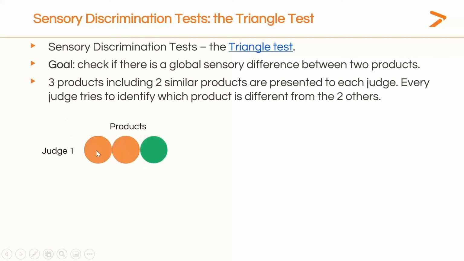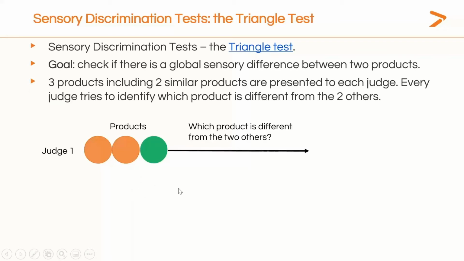Judge 1 will receive 3 products, one of which is different, but judge number 1 doesn't know which product is different from another. Here we know it because it's colored in green, but judge number 1 doesn't see it. And we ask judge number 1 which product is different from the others, and judge number 1 chooses one solution, gives an answer, and this solution is either a success or a failure. In this case, it's a success. So judge number 1 was able to perceive which product is different from the others.